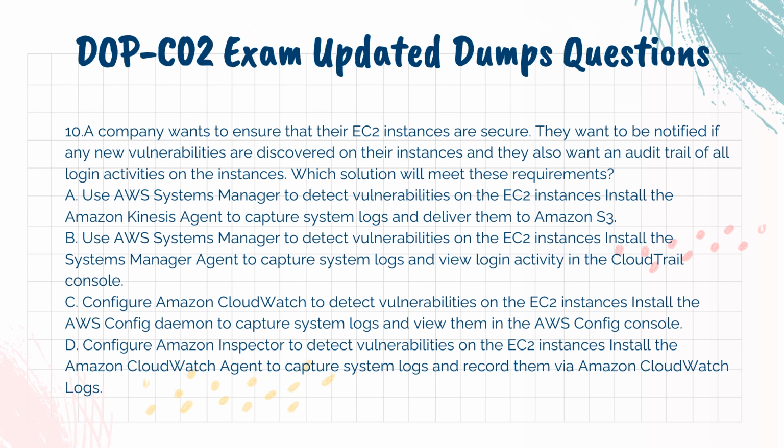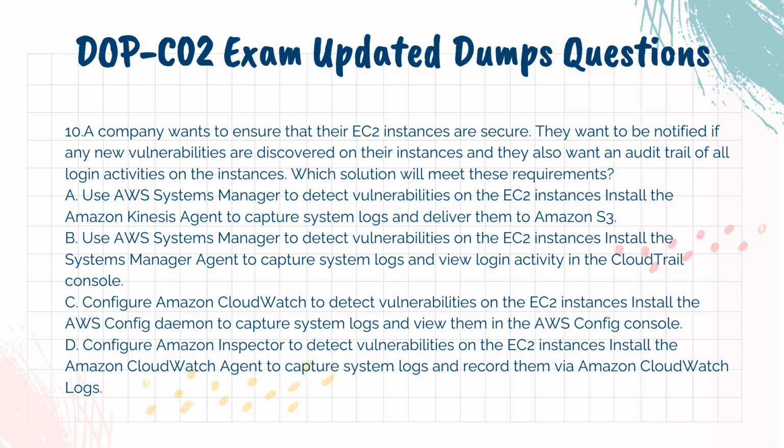A. Use AWS Systems Manager to detect vulnerabilities on the EC2 instances. Install the Amazon Kinesis agent to capture system logs and deliver them to Amazon S3. B. Use AWS Systems Manager to detect vulnerabilities on the EC2 instances. Install the Systems Manager agent to capture system logs and view login activity in the CloudTrail console.